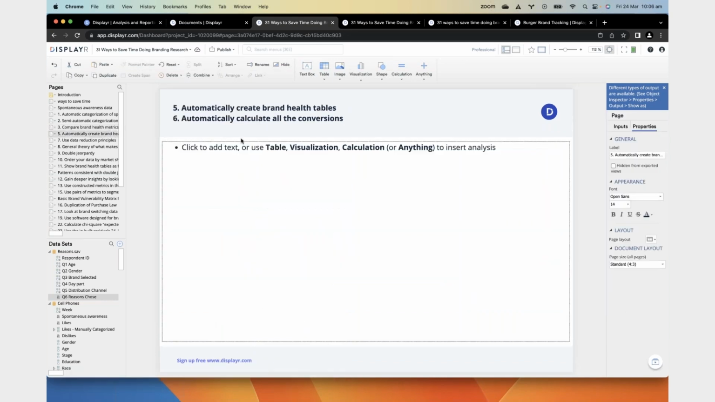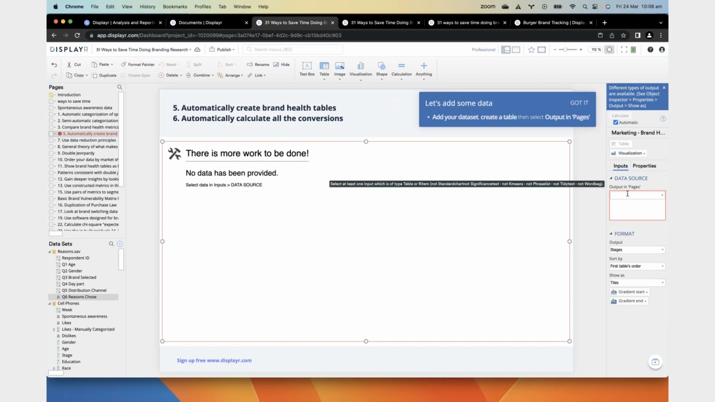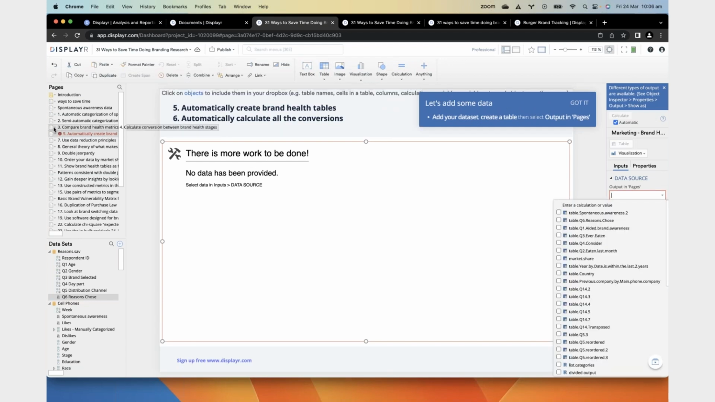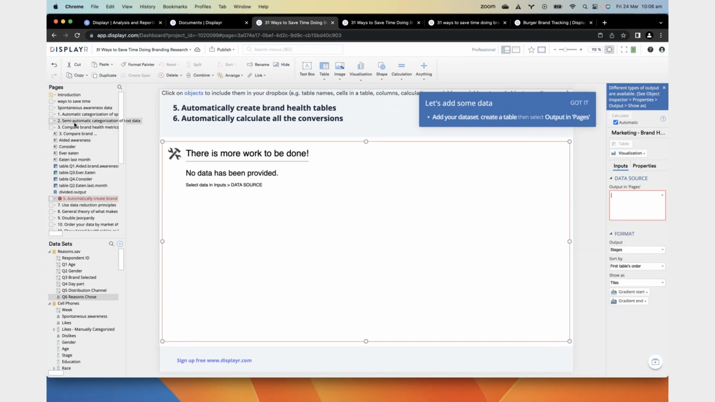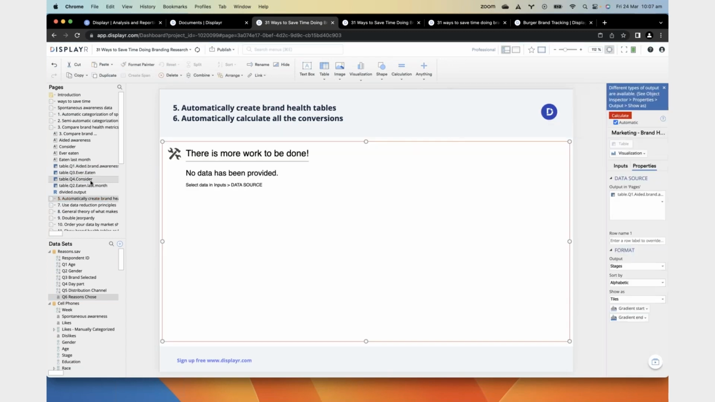Now, automatically creating brand health tables is step number 5, and there's a nice option in both Q and Displayr for a specialty table called a brand health table. Now we can go and select the options from here, but a super efficient way is to expand out the previous page, which has those tables, and then drag them one by one onto this gizmo, whatever it's called. Widget, that's what I was after.